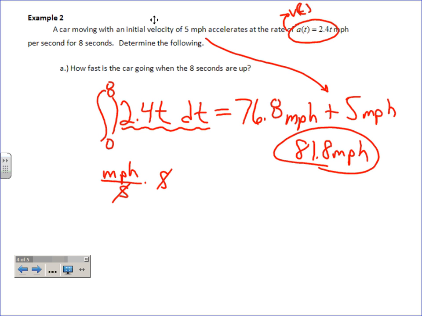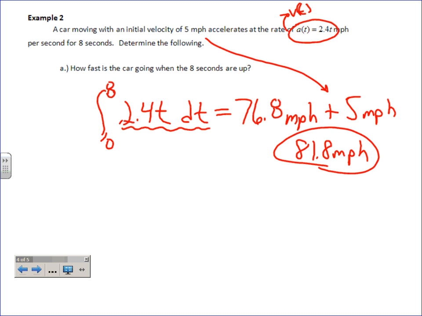Now, I noticed one of you having a relatively interesting look on your face when we started this problem. Could this one have been done by hand relatively easily? Could you have taken that antiderivative by hand? Yeah. Let's do that and see if we get the same answer.